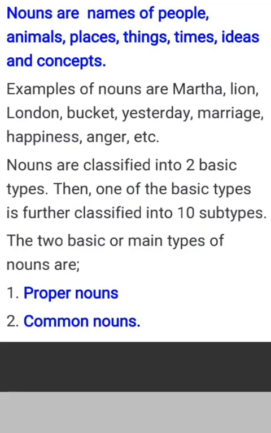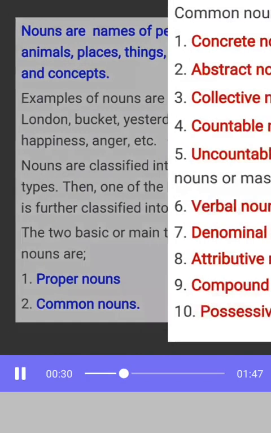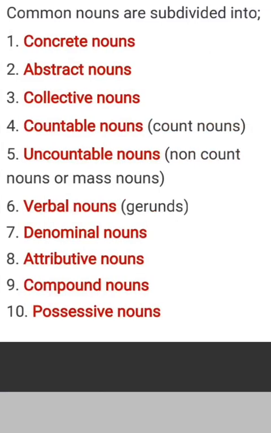Then what are the 10 subtypes of nouns that exist, and which of the basic types has the 10 subtypes? Let's make progress now as we identify them. Like you can see, common nouns are subdivided into 10 subtypes. So it is common nouns that we subdivide into 10 subtypes.